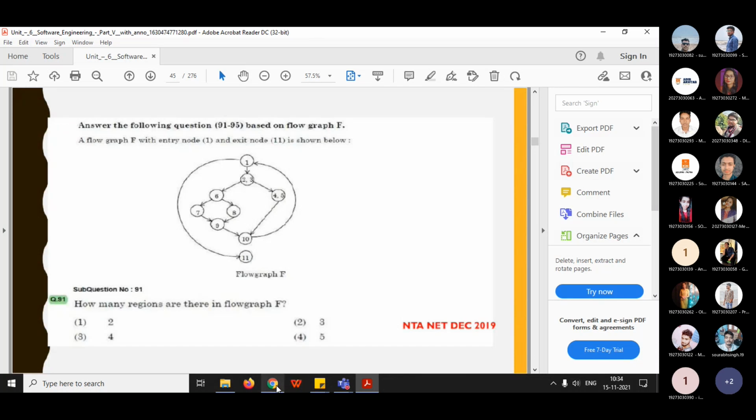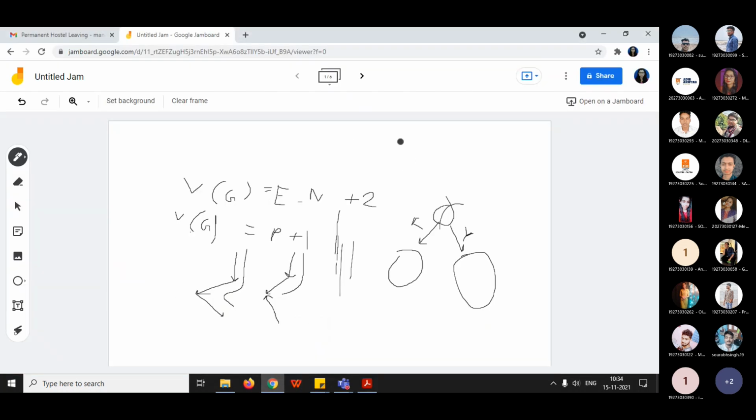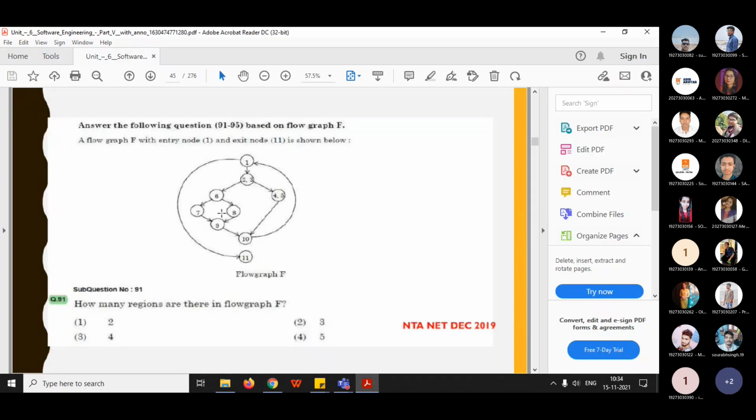To form a cycle, you need to do like this. But here it is going like this, and the next part is going like this. See the arrows. By following the arrows, you can understand. So it is not forming one cycle.